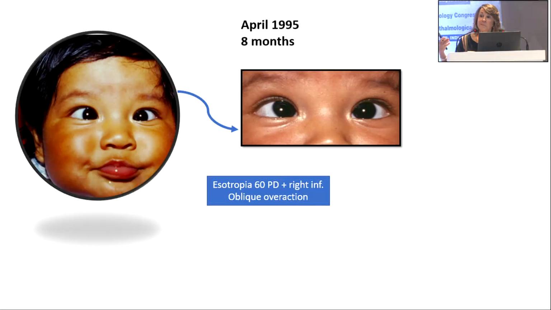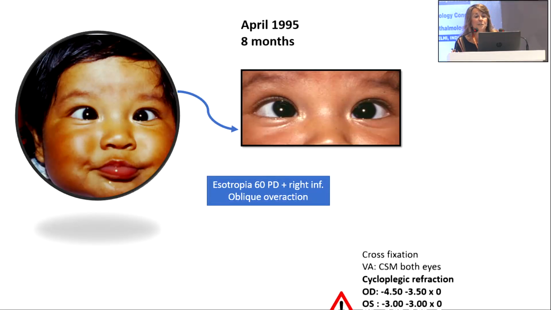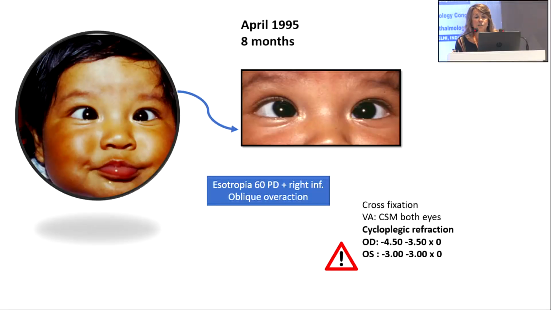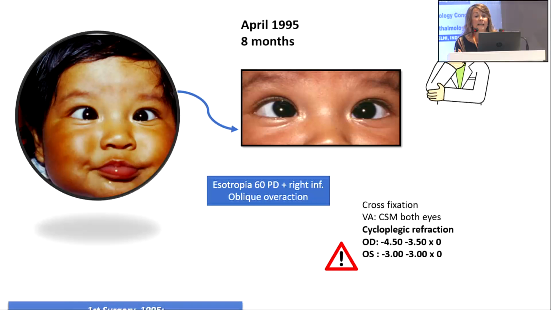We found multiple causes for her esotropia. This patient presents to me for the first time at 8 months with the history that she had esotropia starting the first months of life. She had an esotropia of 60 prism diopters with what I thought at that time only a right inferior oblique overaction. But what was peculiar at my examination is that I found this cycloplegic refraction at 8 months.